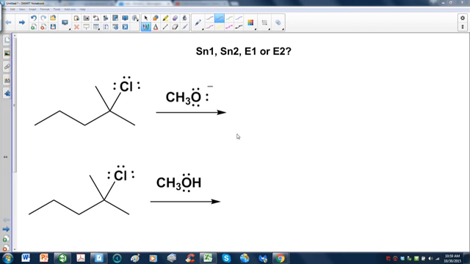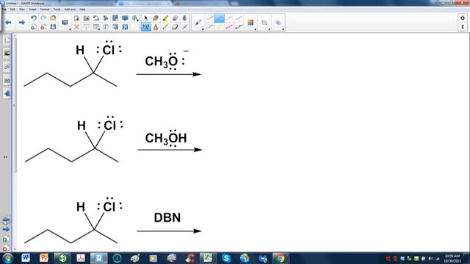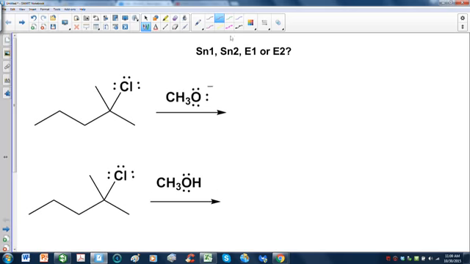So hopefully you have a good grasp of Sn1, Sn2, E1 and E2 reactions. Hopefully, because you need it to be able to understand this. What we're going to do is run through this in terms of tertiary substrates. We're going to then do primary substrates, and then we're going to do secondary substrates. So we're going to do each in turn.